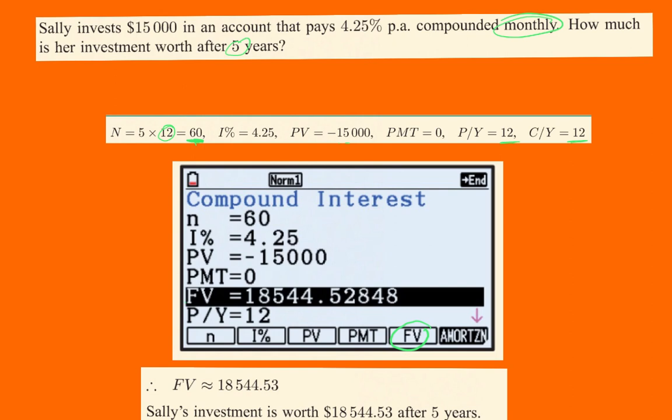So a couple of things to remember about this question. The n is 60 because we're compounding every month for 5 years. 5 lots of 12 is 60. We're in negative because Sally's gone to the bank, given her $15,000, which means she has negative 15,000 now. These 12s, so PY, CY are always the same. The 12 is because we're compounding monthly. So the maximum times you can compound in a year is 12 months.